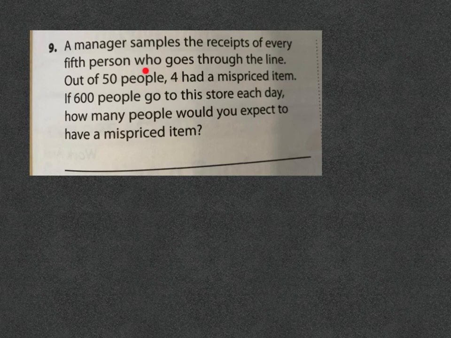Well, here's our ratio of how many were mispriced out of the people he asked. So let's use that ratio as a tool. 4 people out of 50 had a mispriced item. If that's the case, and 600 people went through, how many can we guess, if we sampled this and got this ratio, had mispriced items? Now, once we have that laid out, this is what we're trying to find out. We're making that inference about this many would have had mispriced items, or could have had mispriced items.